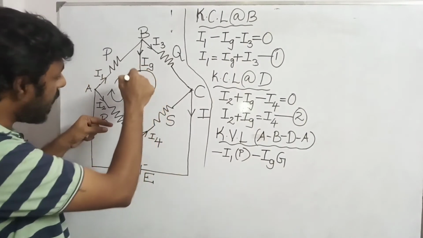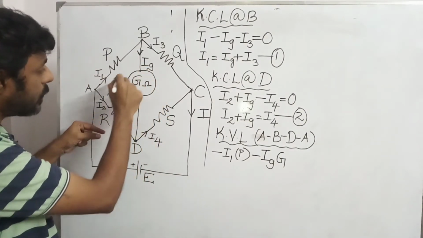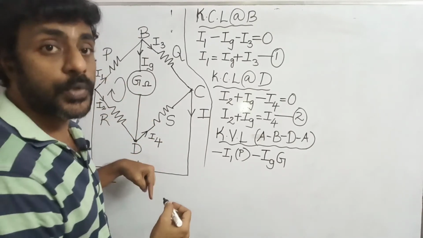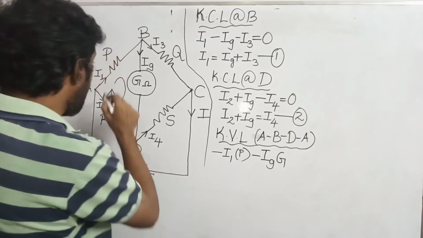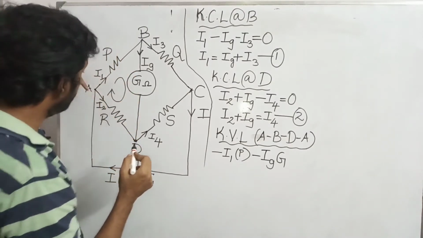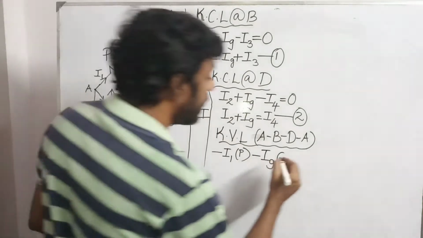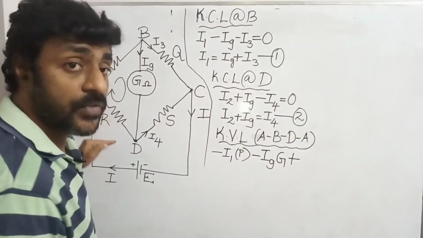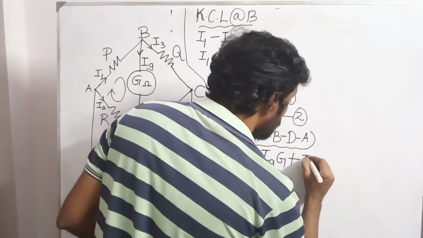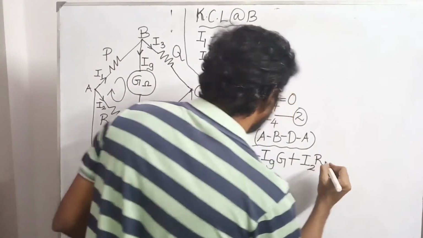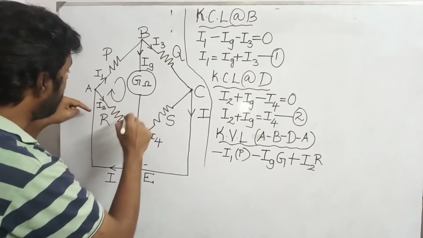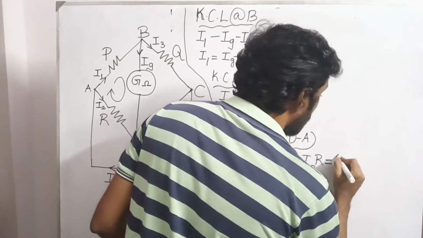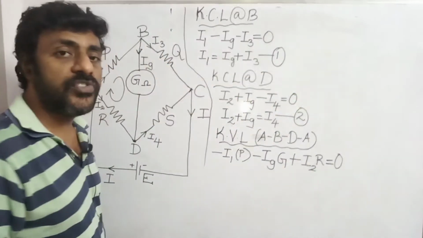Then I keep on traveling in the clockwise direction. While moving in the clockwise direction, I happen to encounter a current I2 which is moving in the opposite direction to the direction of my travel. So when I encounter a current which is moving in the opposite direction, I automatically assign a positive sign and I multiply the value of current along with the value of the resistance. So it will be plus I2 into R. Okay, so that will be equal to, since this is Kirchhoff's voltage law, I am equating it to 0.